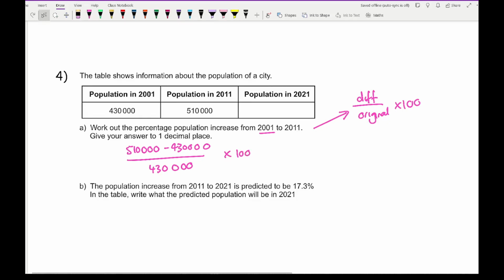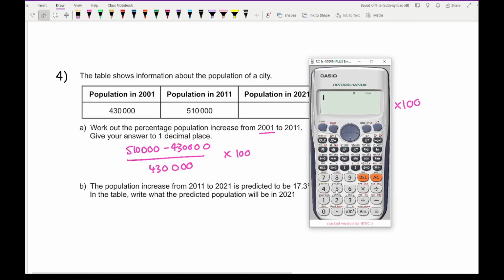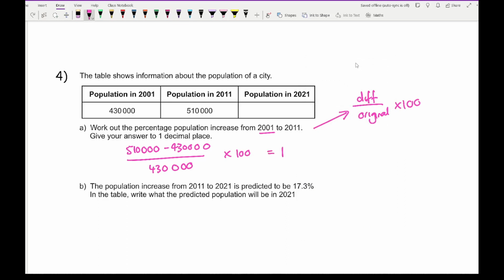So then loading the calculator, we get, let's do the top one. So we've got 510123 minus 430123 over 430123, and then we multiply that by 100 and we get an answer of 18.6 to 1 decimal place. Here we get 18.6%, and that's to 1 dp.